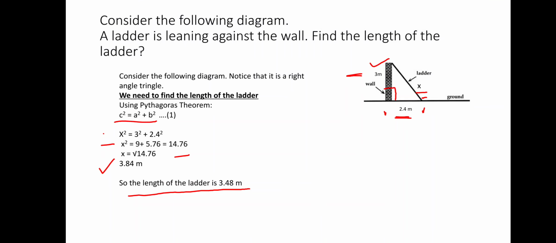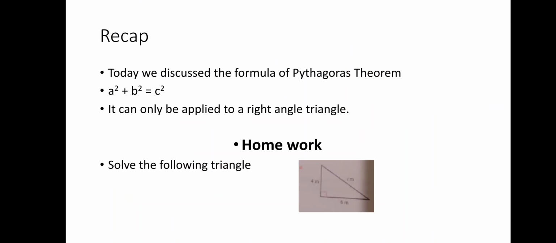Okay, so that is all for today. A quick recap in the end. We discussed the formula of Pythagoras theorem: a square plus b square is equal to c square. Hypotenuse square is equal to perpendicular square plus base square. It can only be applied to a right angle triangle. And we can find the unknown side if two of the sides of a right angle triangle are known.